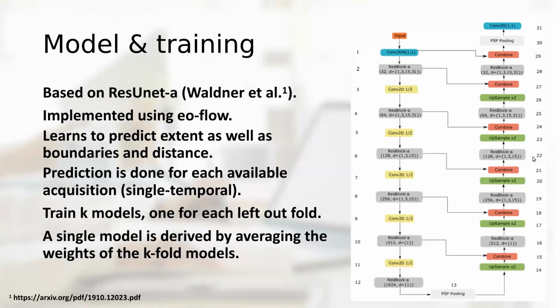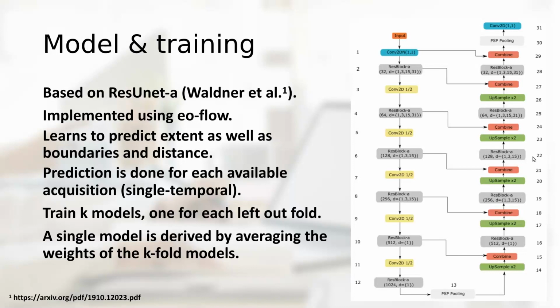Then we have the residual convolutional block. And we also have the pyramidal pooling module, which tries to add global context by combining features pulled at very different scales. The model itself is implemented in our EOFlow tool, and it's available also if you want to use it for any other application.